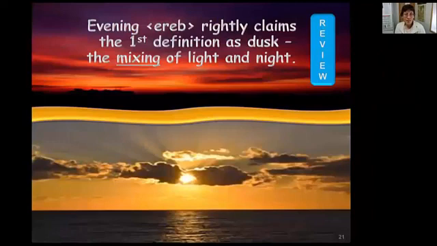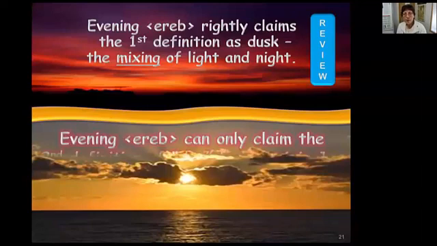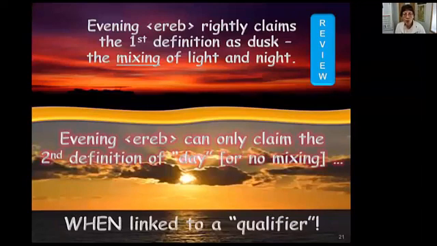So we have discovered that evening, or Aibv, rightly claims the first definition as dusk. This is the mixing of light and night, and I have not done an inventory of all of the Aibvs in the Old Testament to see how many times it takes up this dusk definition, but I'm going to say probably 97% of the time evening will take up the dusk definition. But evening can only claim the second definition for the word day, where there is no mixing, when it is linked to a qualifier.